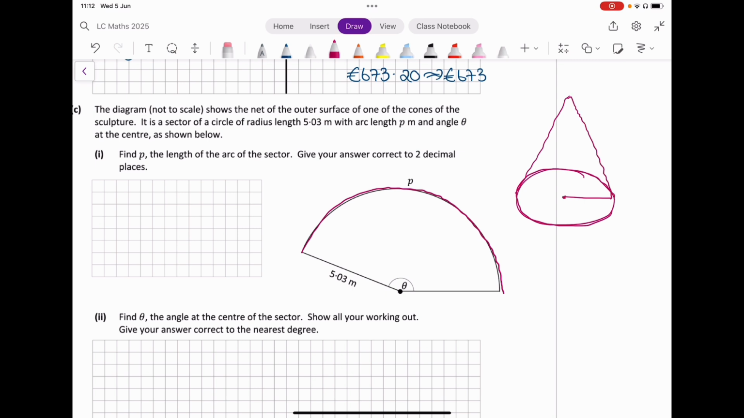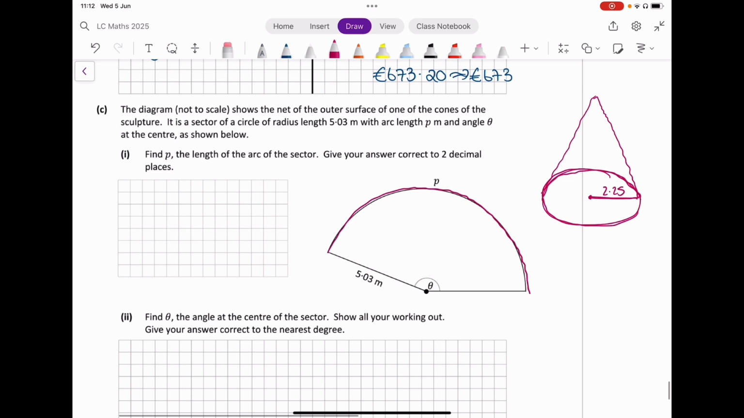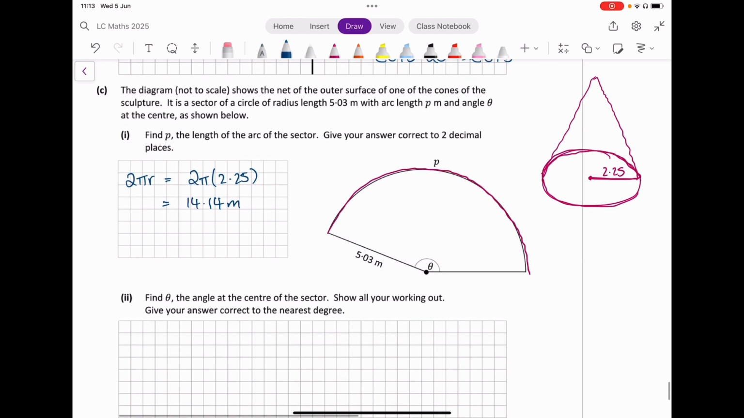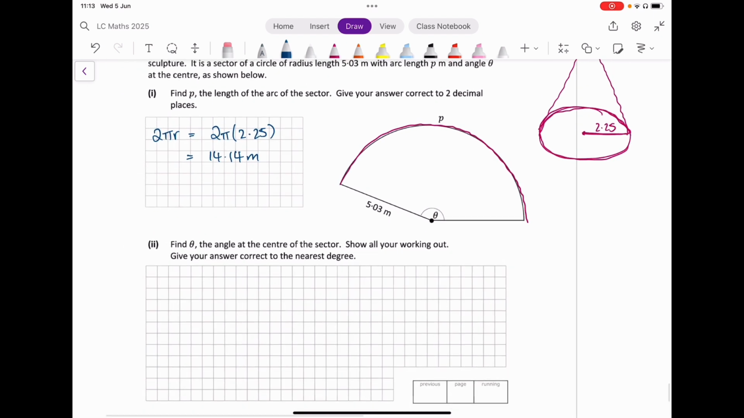So if we find the circumference of that circle that has a radius of 2.25, then that's going to be P, okay? So all we're doing is looking at 2 pi r. So that is 2 pi multiplied by 2.25, and that will give us 14.14 meters.